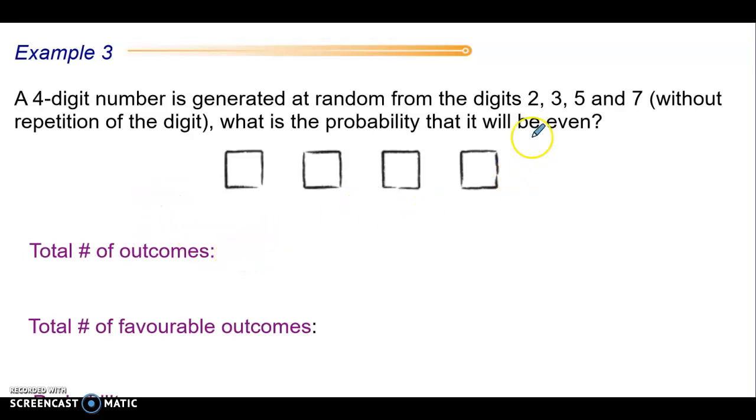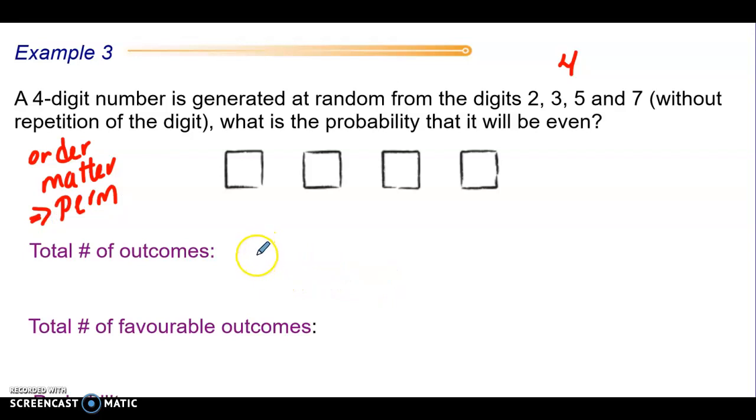So our total outcomes, we have 1, 2, 3. There are 4 digits to choose from to place in this 4-digit pin. In a 4-digit pin, order does matter. So this is a permutation question.